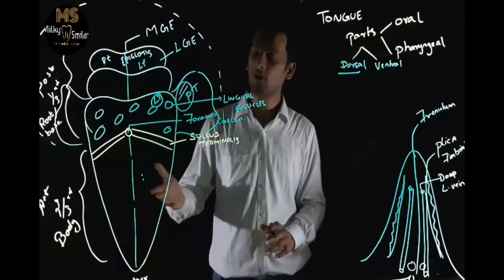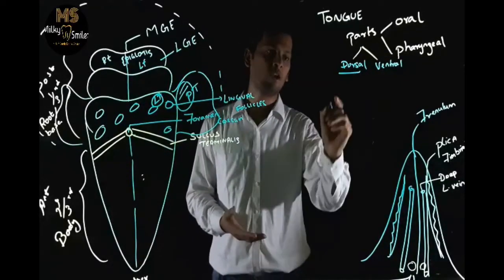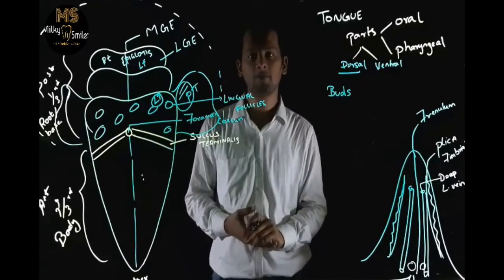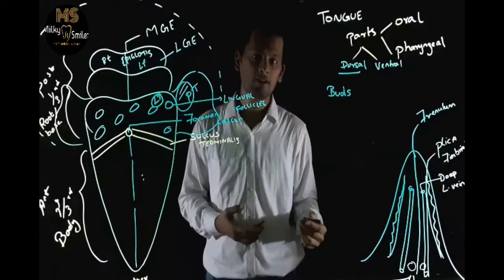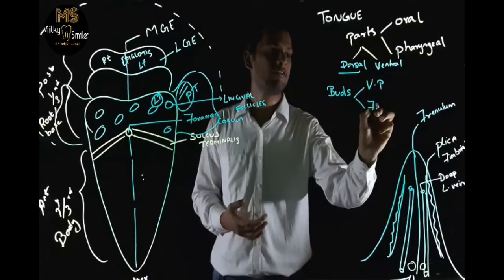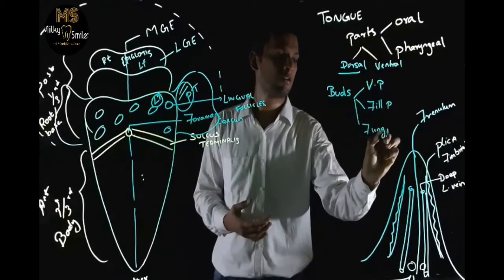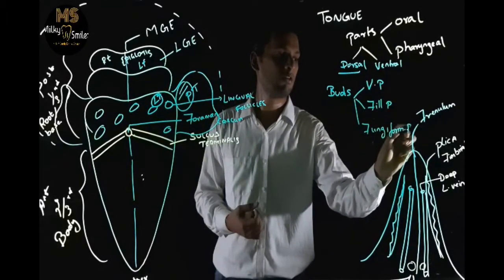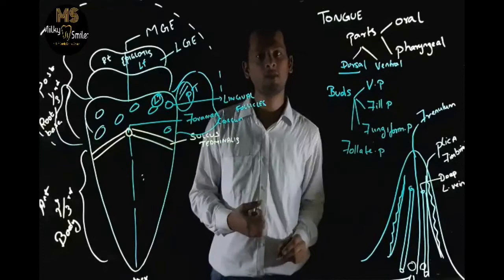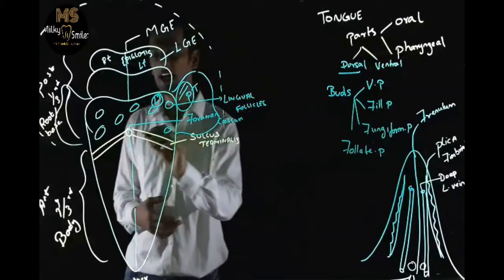The main important thing that we have to see here is your sensory organs, that is your taste buds. When you see here, we have four different kinds of papillae. We call the taste buds papillae. They are the vallate papillae, filiform papillae, fungiform papillae, and foliate papillae. So let us see the position of these papillae. First, your circumvallate or the vallate papillae.